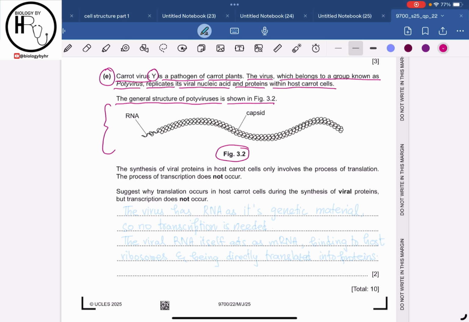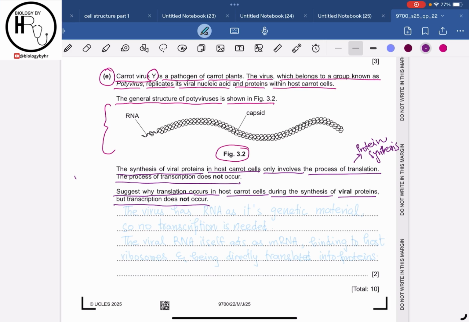Then further in the question they are saying that the synthesis of the viral proteins in the host carrot cells only involves the process of translation. Translation means the protein synthesis, right? The process of transcription does not occur. The question suggests why translation occurs in the host carrot cells during the synthesis of the viral proteins, but transcription does not occur. So first of all, you must understand what transcription basically is. Transcription is when a specific part of the DNA is transcribed into the mRNA, right? So this is known as transcription.